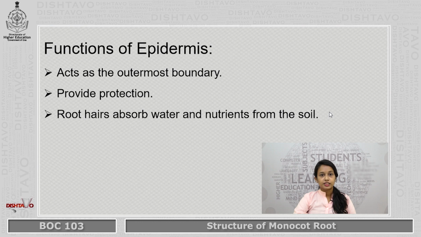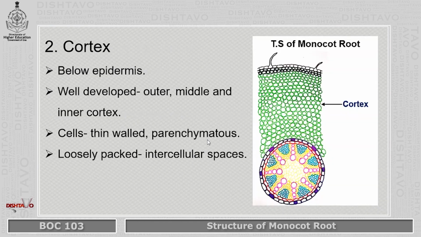Functions of epidermis. It acts as the outermost boundary. It also provides protection. The root hairs absorb water and nutrients from the soil. The next layer is cortex. This is cortex, which is below epidermis.